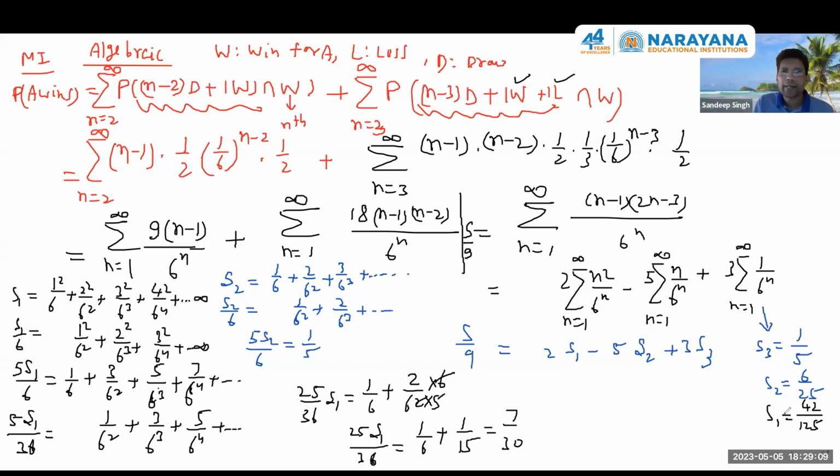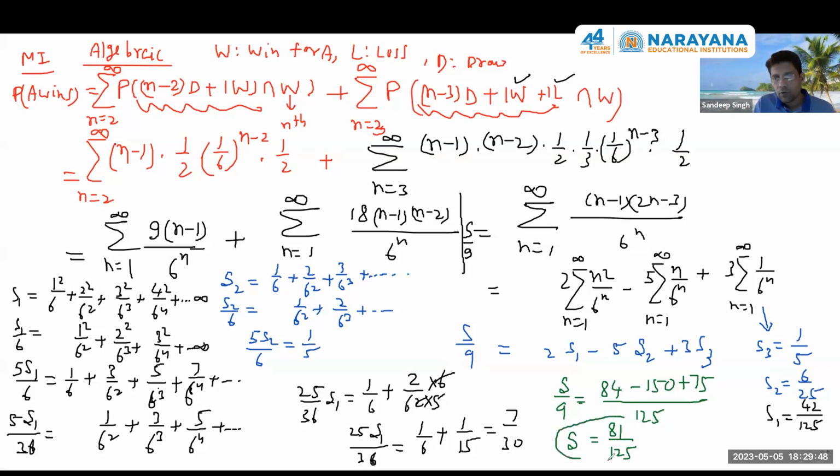Now substitute here. S by 9 अब हमारा कितना बनेगा? So S by 9 equal to, I am substituting these values here. So 2S1 कितना हो गया? So that is 84 minus 5S2 कितना हो गया? 150 हो गया. 3S3 कितना हो गया? 75 हो गया, divided by 125. 81 by 125. This is your S.